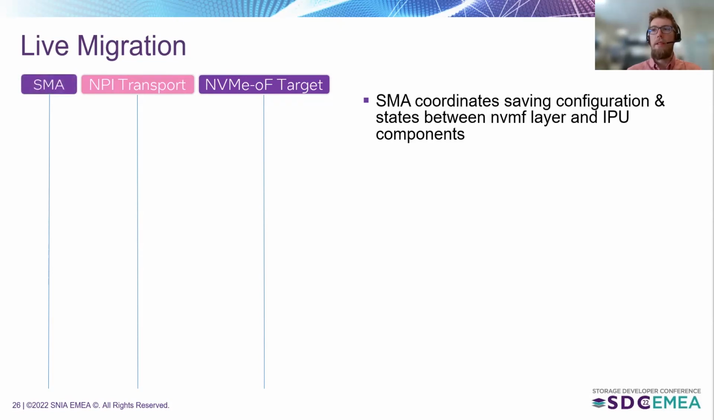So SMA coordinates saving configuration and states between SPDK NVMe-oF layer and IPU components. At some point, there is a request from orchestration to initiate safe migration flow. SMA can query existing endpoints and its configuration using NVMe subsystem getListener method. Transport-specific options provided during endpoint creation are also being dumped in JSON format, as there is transport hook registered to allow that. Also, the method allows to specify subsystem NQN matching to reduce output and removes the burden of filtering the data.